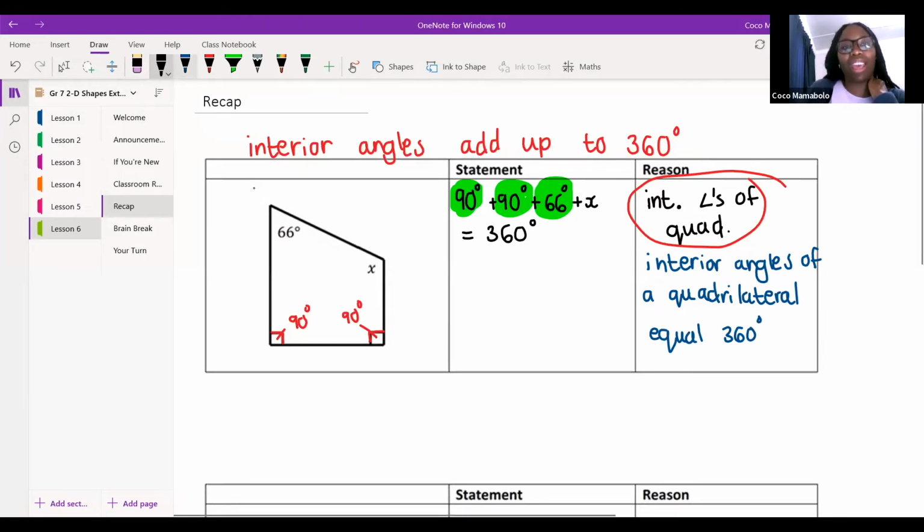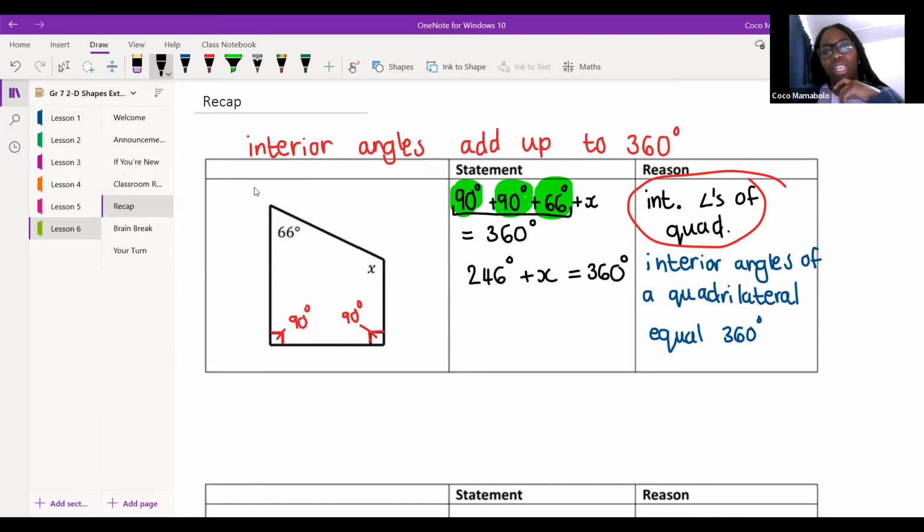So now that I've added all three of these together, I'm going to write 246 degrees plus x is equal to 360 degrees. That's okay, Sally. I know you knew the answer. Misala, I'm not sure how you got 114, considering that all we did was add 90 and 90 and 66. I'm not sure how we can get 114, but okay.